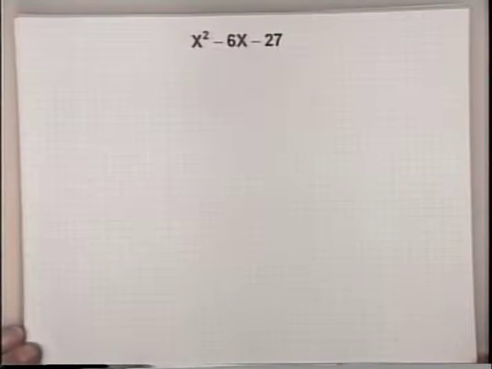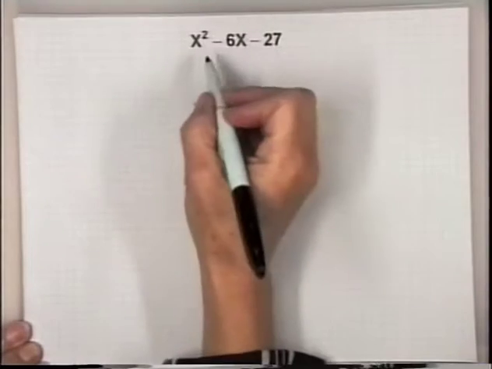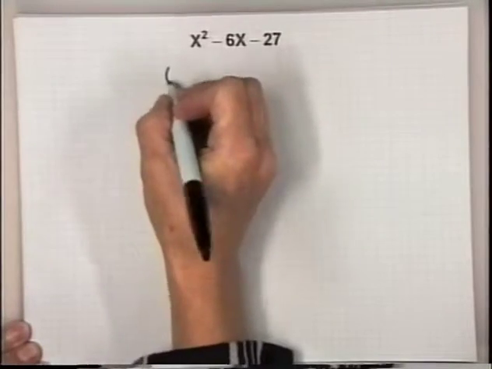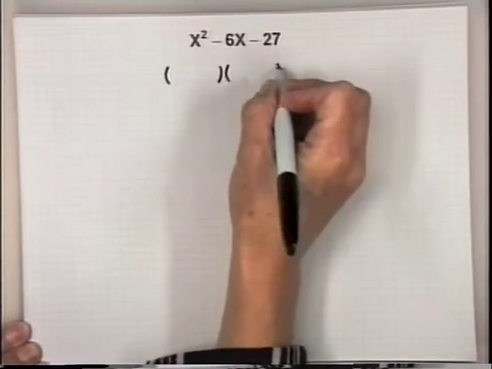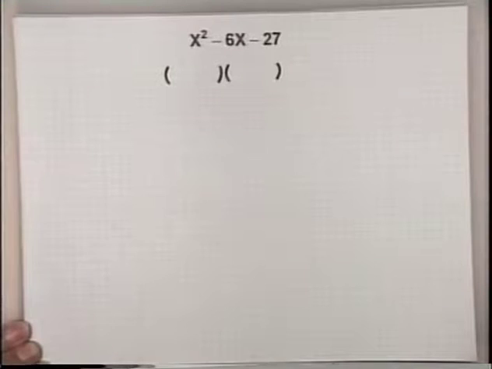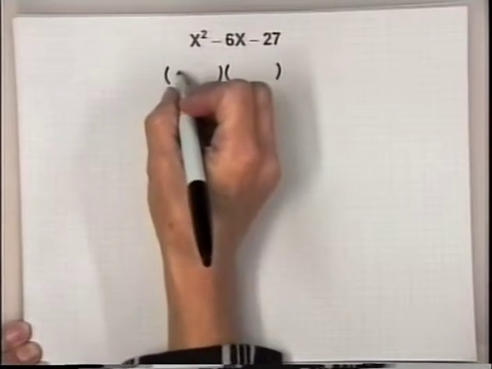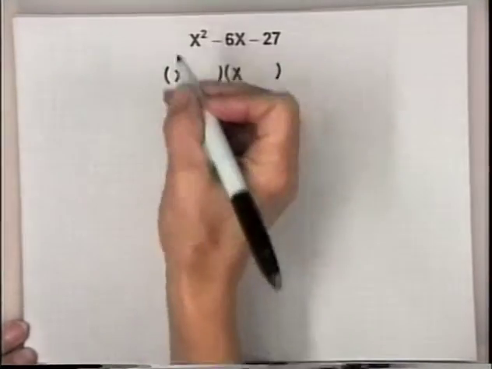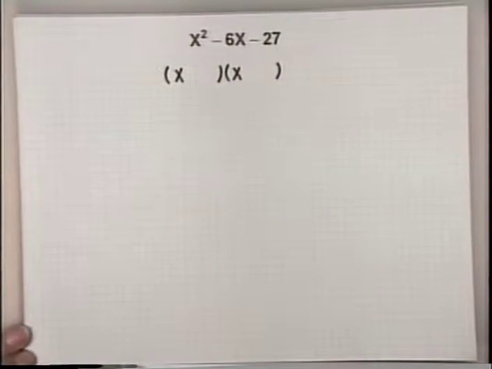X squared minus 6x minus 27. Again, there is not a common factor here. Since my third term is negative, I will have opposite signs again. My first terms will each be x. X times x gives me that x squared.